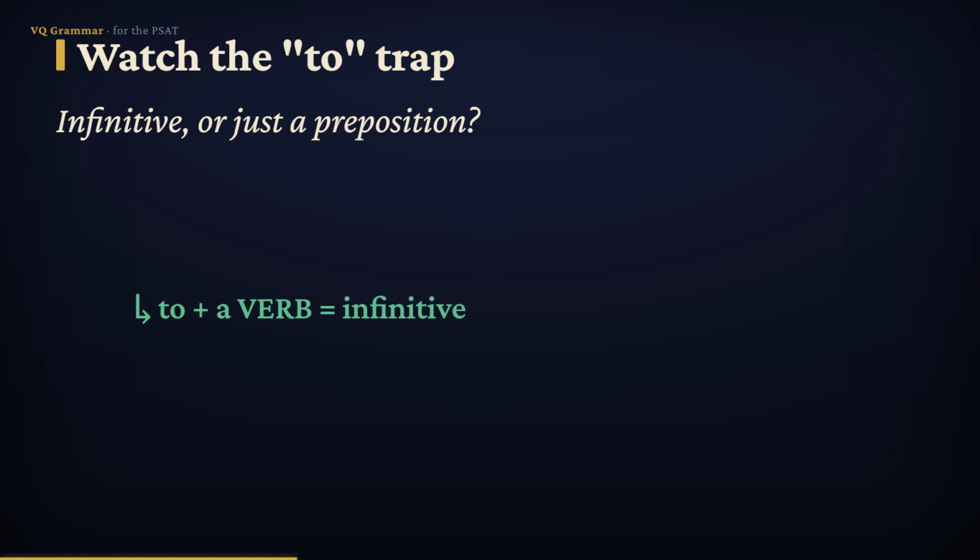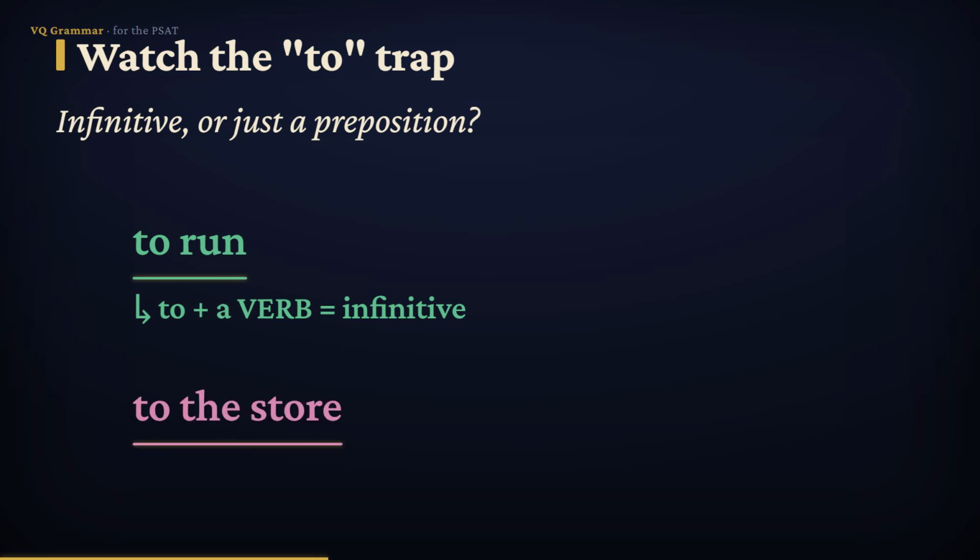Now, the one trap to watch. The little word to does double duty. In an infinitive, to is followed by a verb. To run, to think, to win. But to can also be a preposition. And then it's followed by a noun. To the store, to school. To Peru. To run is an infinitive. To the store is just a prepositional phrase. So always check the next word. A verb after to means an infinitive. A noun after to means a preposition.